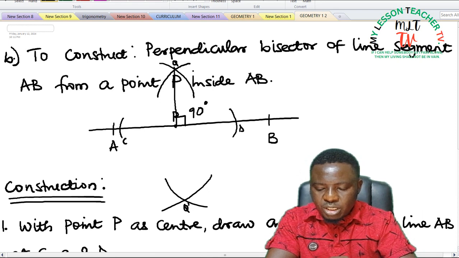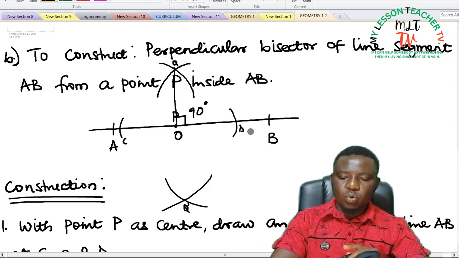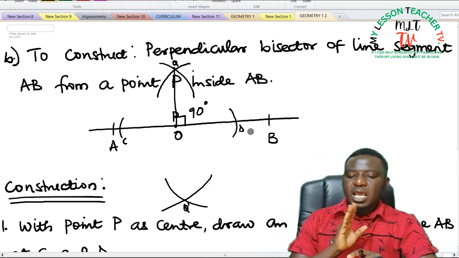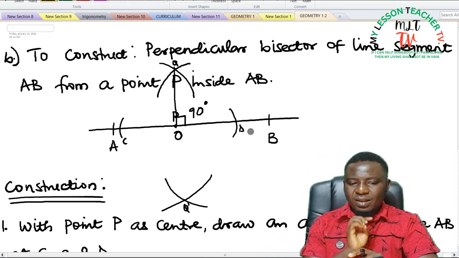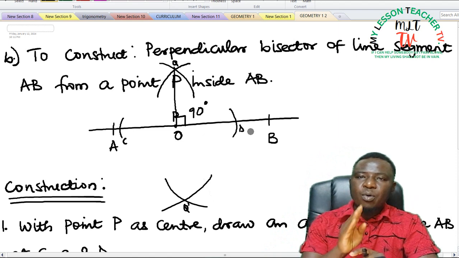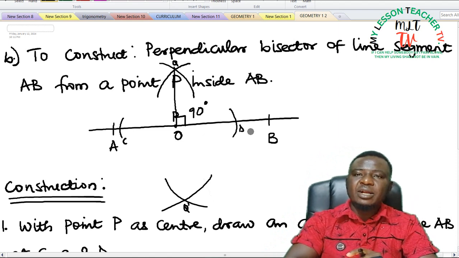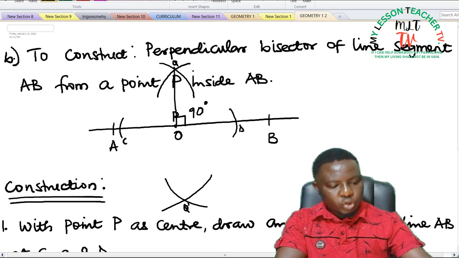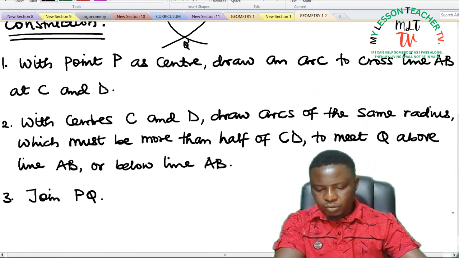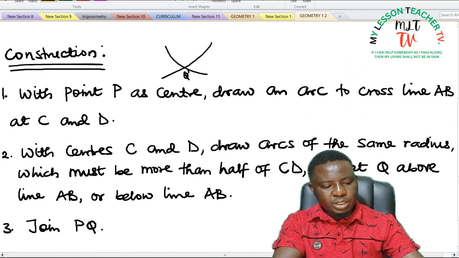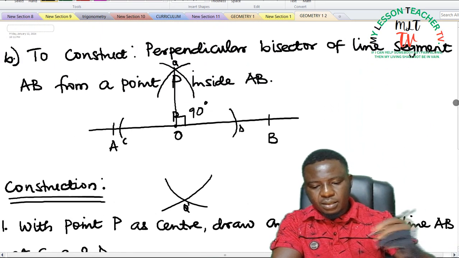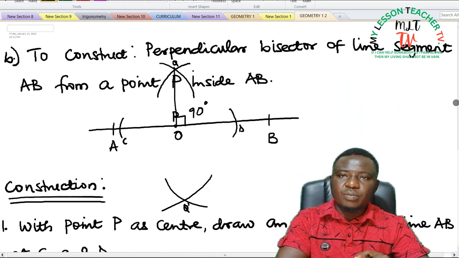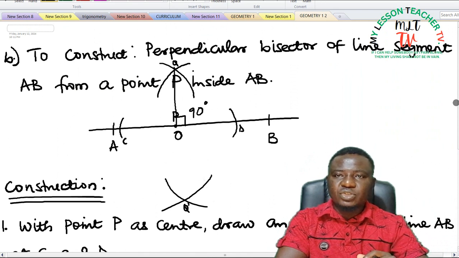And also, if you measure the distance from, let me call this point O, if you measure line CO or OD, they are said to be equal. So this is how you can construct a perpendicular bisector of line segment AB from a point P that is inside of AB. So join PQ and that gives you the required perpendicular bisector.